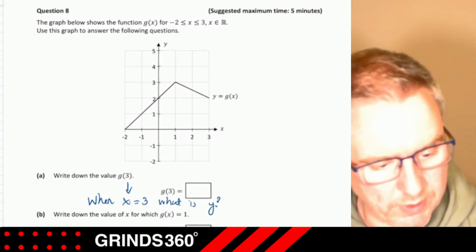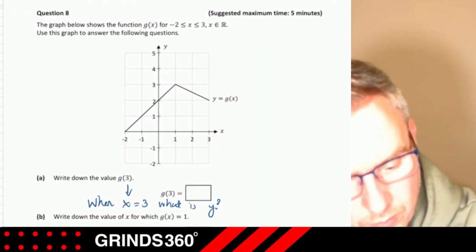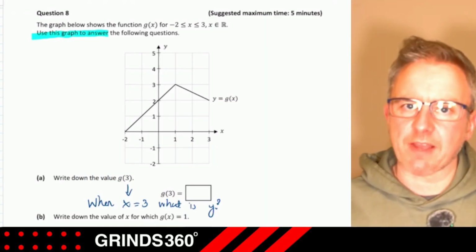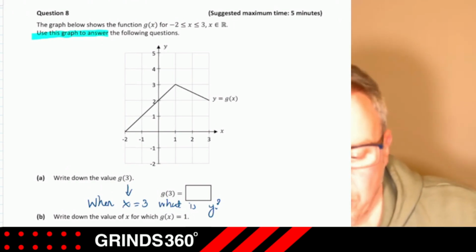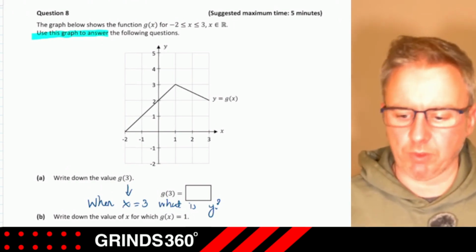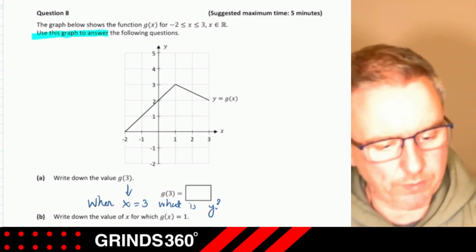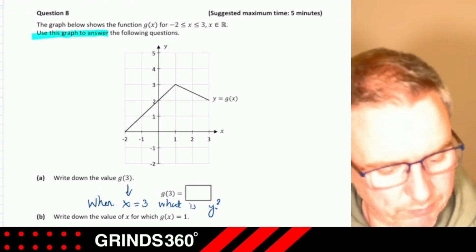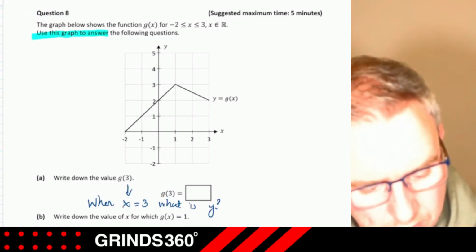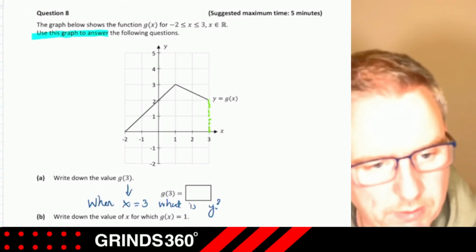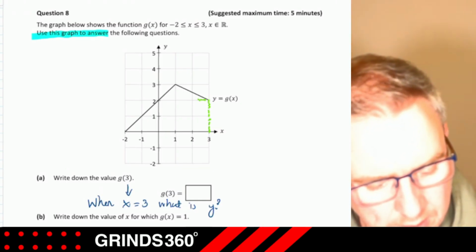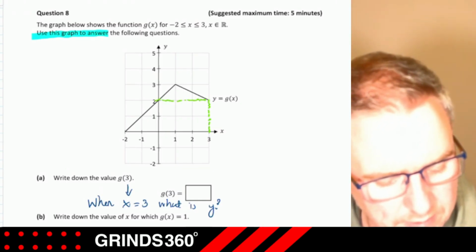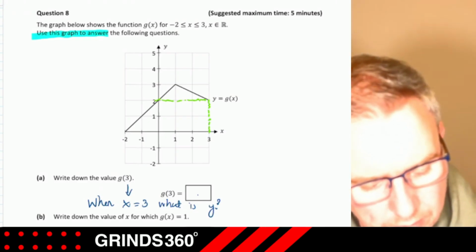So what we do is we use our graph, okay? Now this says to use your graph to answer it, so you have to be careful when it says that. If it says use your graph, we need to show them what we have done. So all we're doing is going to our graph and saying, right, x is equal to 3. Go to 3 and go up and see where it hits the graph. So it hits it there and read it across. So I get a y value of 2.